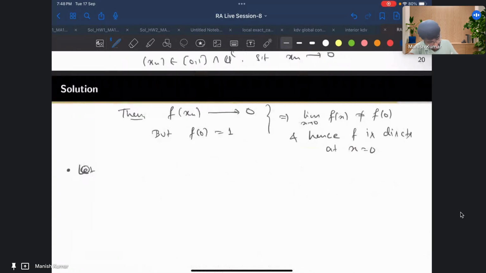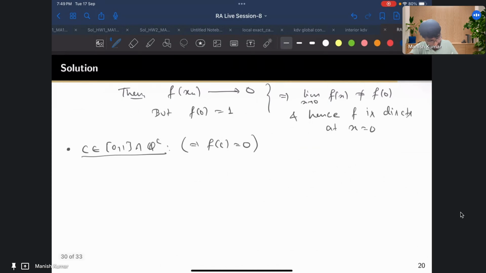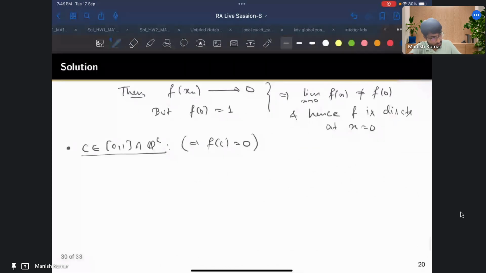So now the c, let us take c from (0,1) intersection Q complement, right? And this will tell me that f of c is equal to 0, because this is how we define the function. Okay, now what I have to do, I have to estimate. So let me write what is the goal.